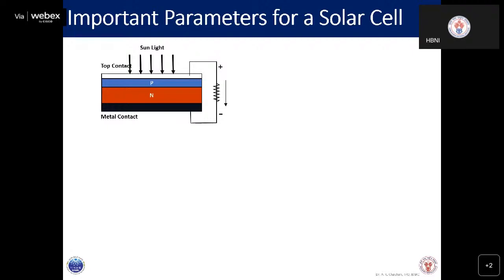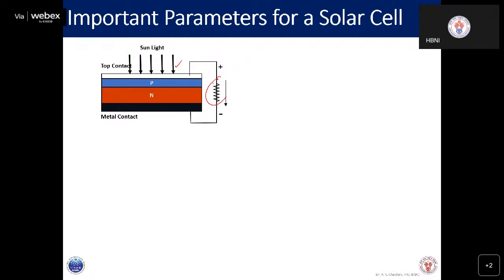Now, suppose this is a solar cell, and sunlight is coming from this side. So you have put a circuit here. This is p type, n type, and there is a contact this side. So you have put a circuit here. Now you are illuminating. Now what happens? You remove this.